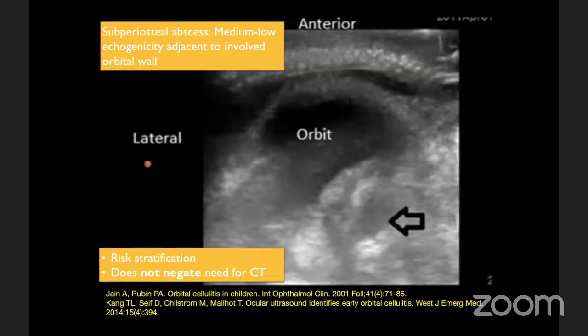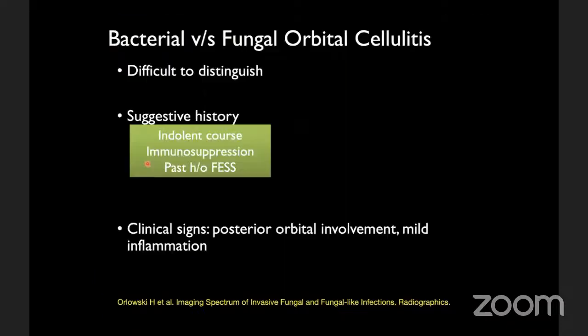And the thing is that once you're suspecting orbital cellulitis with a sonography, it does not negate the need for CT. CT scan is always the preferred investigative modality of choice because that would help us to exactly locate where the infection is. You can examine the sinuses simultaneously. It would help us to point out the location of an abscess and so on. But ultrasound would come in handy in case there is no access.